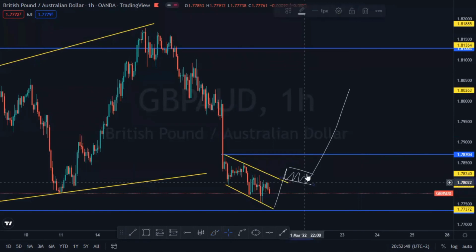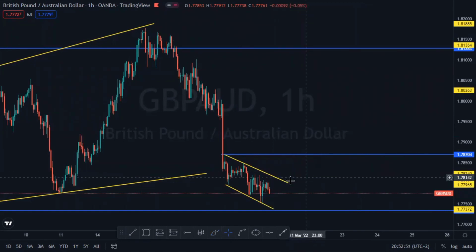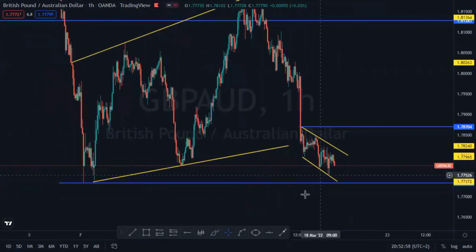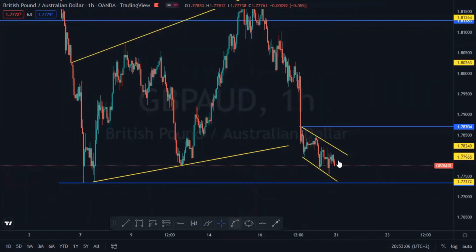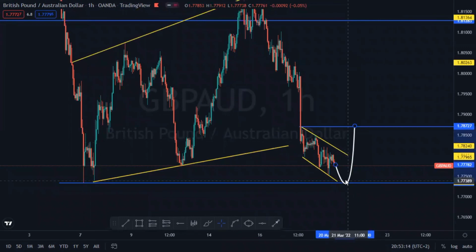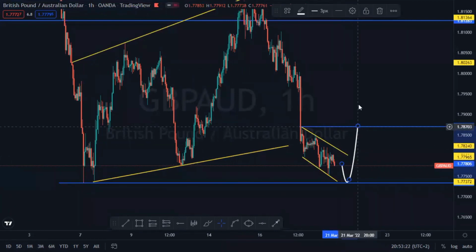So for GBPAUD, I'll be looking for buying opportunities. Reason being that price action actually presented a falling wedge, and this falling wedge is approaching our support. As soon as it approaches our support, it's going to be a possible double bottom, right? These things, guys, we are not making them up. It's just how price action is. We analyze price action. We trade what is being presented.